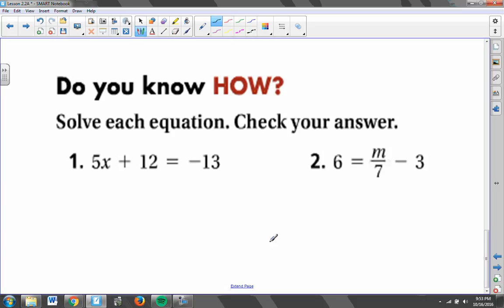I'd like you to try solving these for x and for m. So pause the video and take a couple minutes to do this on your own. Then come on back and I'll show you what we should have.